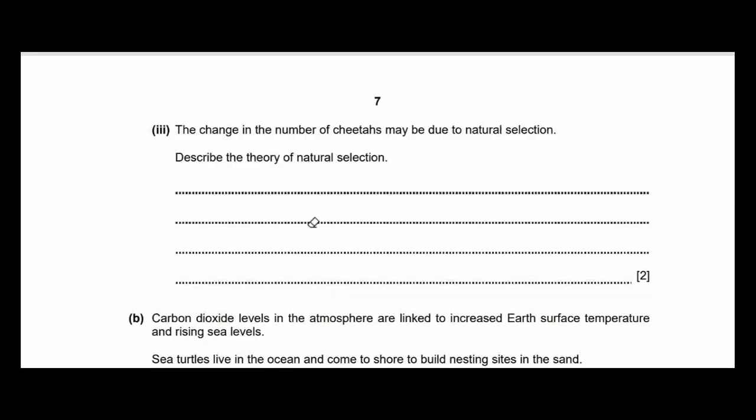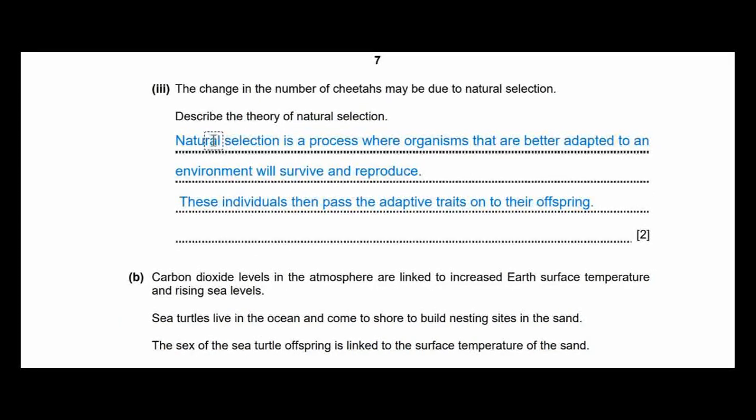We are still in question 4A part 3. The change in number of cheetahs may be due to natural selection. Describe the theory of natural selection. 10 seconds. 10, 9, 8, 7, 5, 4, 3, 2, 1. Let's open the answer. Natural selection is a process where organisms that are better adapted to an environment will survive and reproduce. These individuals then pass the adaptive traits on to their offspring. That will be the theory of natural selection.